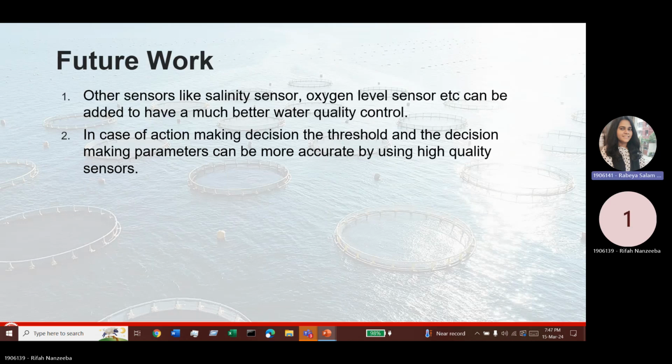So to improve our project, we can add a salinity sensor and an oxygen level sensor. It will monitor and control the water quality in a very good manner. For the decision thresholds, we can set some finer values, so the features of our project can be improved. Next slide.